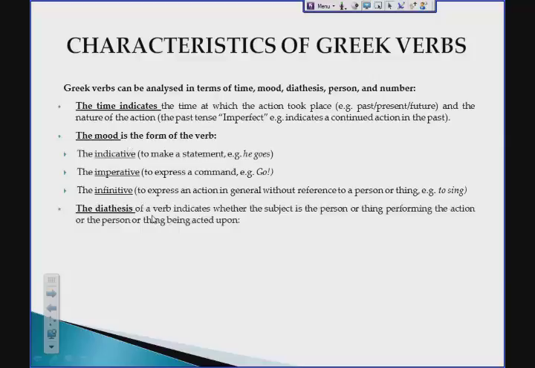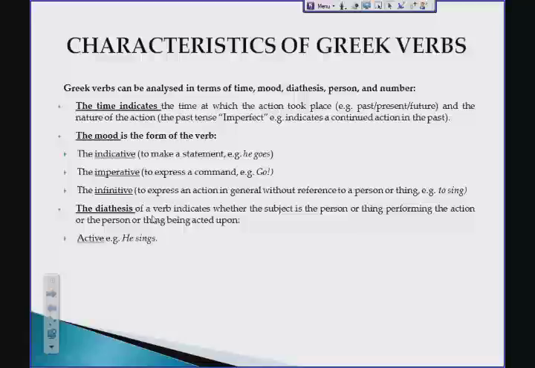The diathesis. Remember, we are still busy with that sequence. We're dealing with the time, mood, and now we come to the diathesis. What do we mean by the diathesis? The diathesis of a verb indicates whether the subject is a person or a thing performing the action, or a person or a thing being acted upon. This is basically what we know in English and Afrikaans.